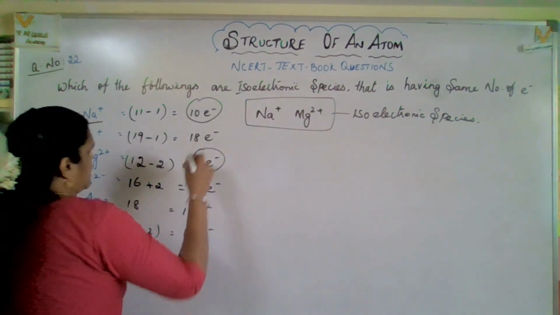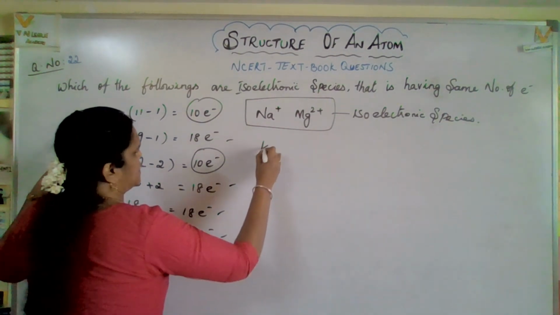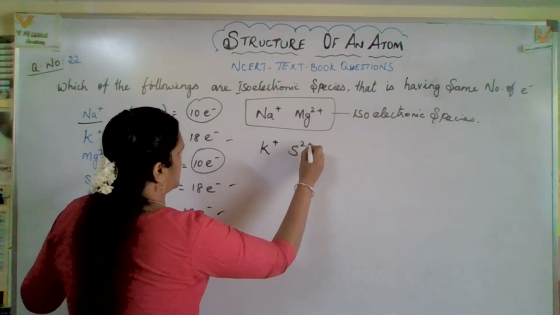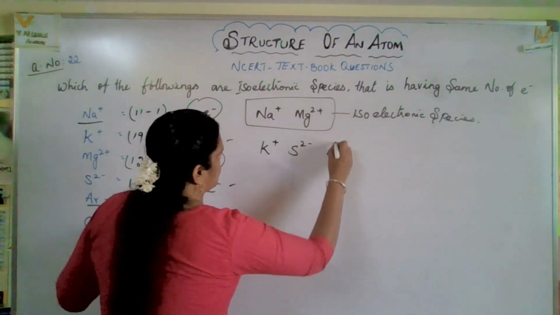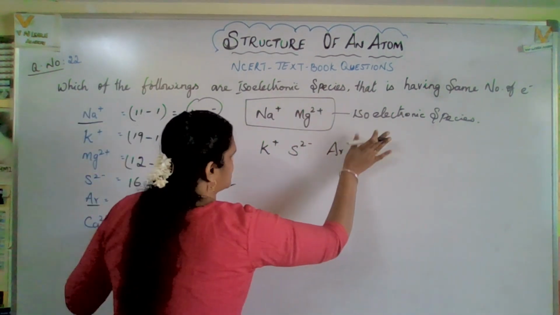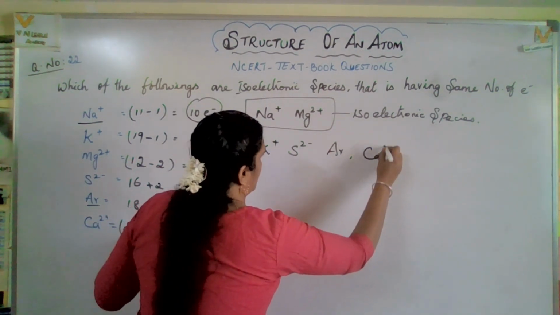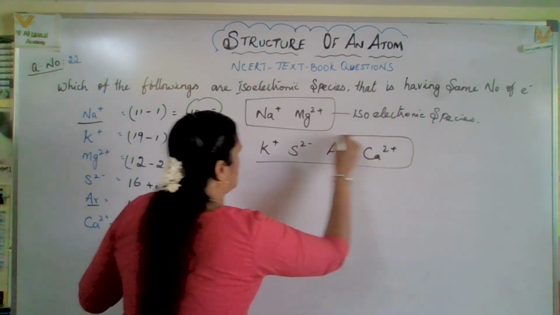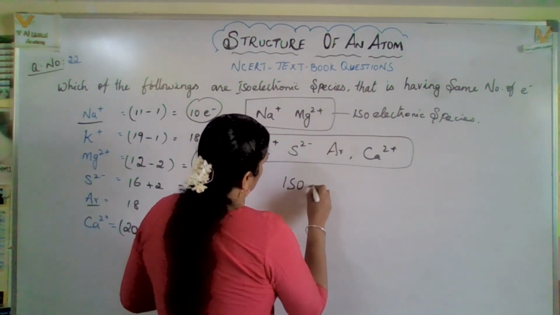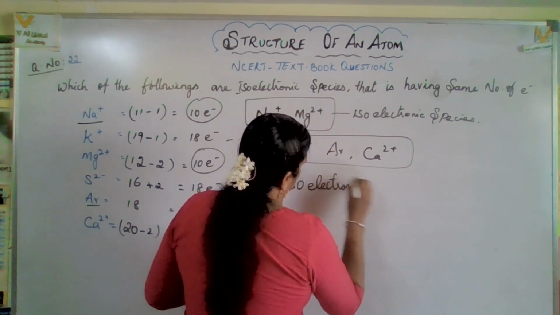Then the rest, 18, 18, 18, 18: K plus, and next S2 minus, that is sulfur. Argon, of course, is a noble gas, with no plus or minus because it's a noble gas element. Yes, and calcium Ca2 plus. So these all belong to isoelectronic species.